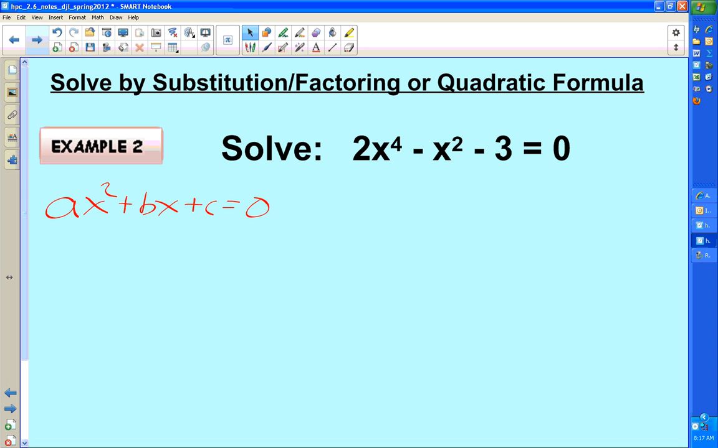That's how you know. If you had a 6 and a 3, good to go. 10 and a 5, good to go. 10 and a 4, not so much. If the power in the middle is half the power of the leading term, you're in quadratic form.